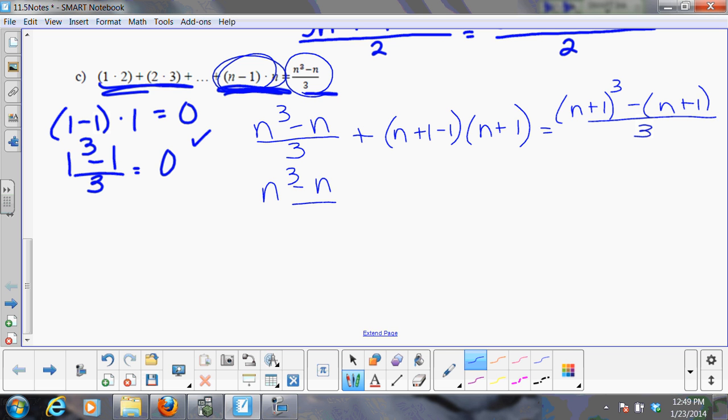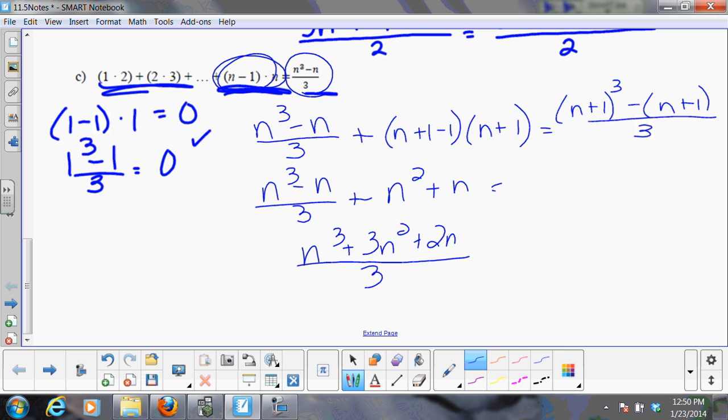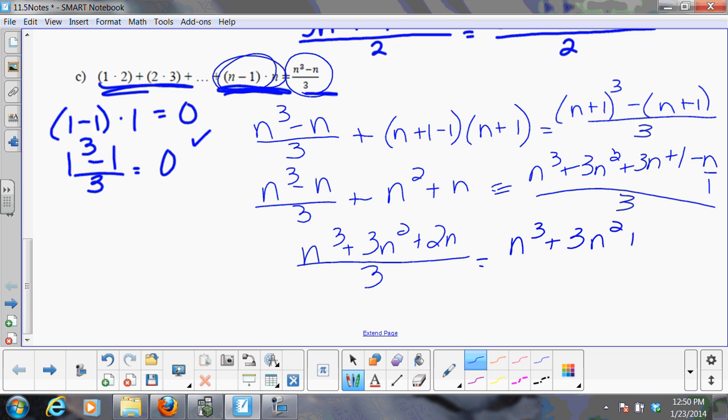n cubed minus n over 3, plus n squared plus n. So this side becomes n cubed plus 3n squared plus 2n all over 3. My right side comes out to be n cubed plus 3n squared plus 3n plus 1 minus n minus 1. Sorry that I went down. Which comes out to be the same exact thing as the other side.